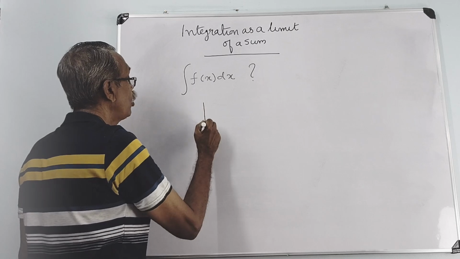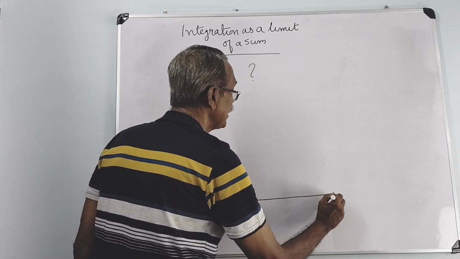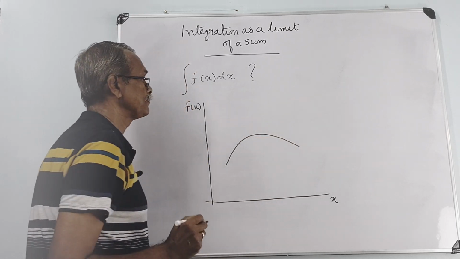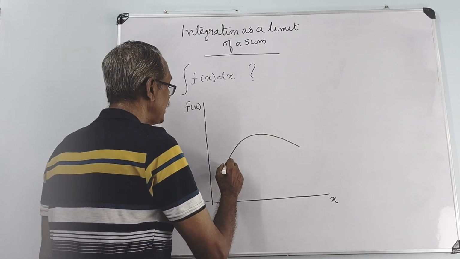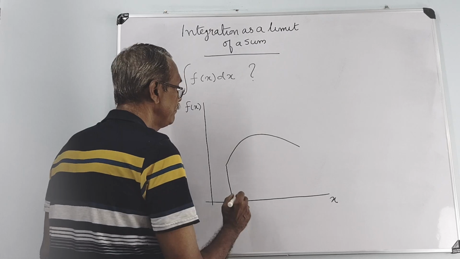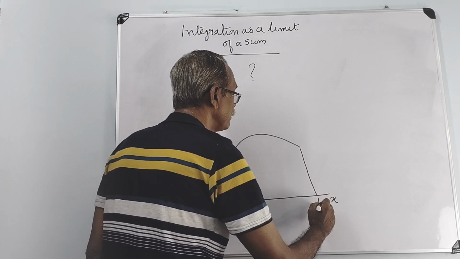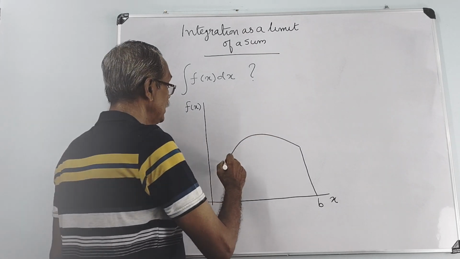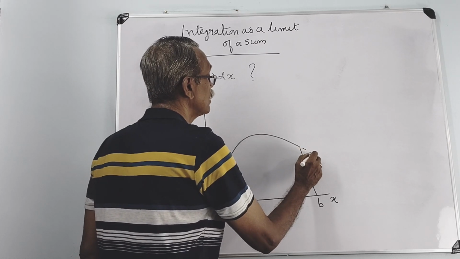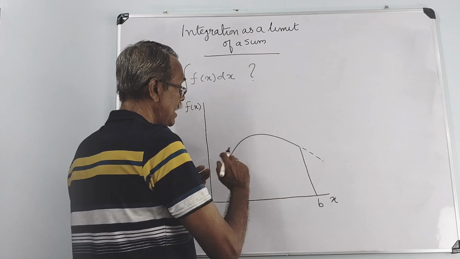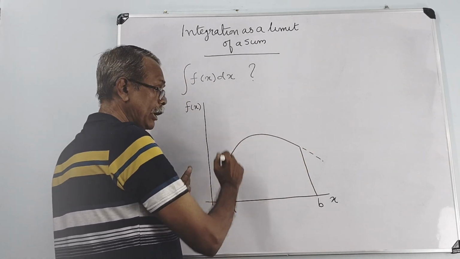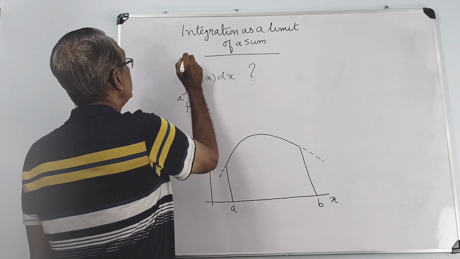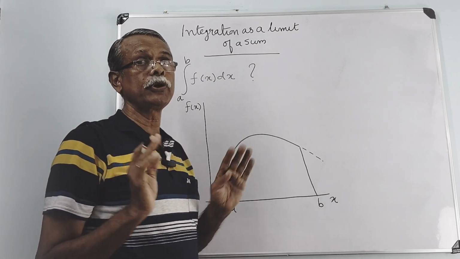For that, we plot that function. X is taken here, f(x) is taken here. And then imagine that the function is like this. And suppose we take a point here, which we call as A, another point here which we call as B. Then we are trying to find out the area of this function, that is this curve between the x-axis and the curve and bounded by two lines perpendiculars drawn at x is equal to a and x is equal to b. And we will eventually show that will be equal to integral a to b f(x) dx. That is what we are going to see.